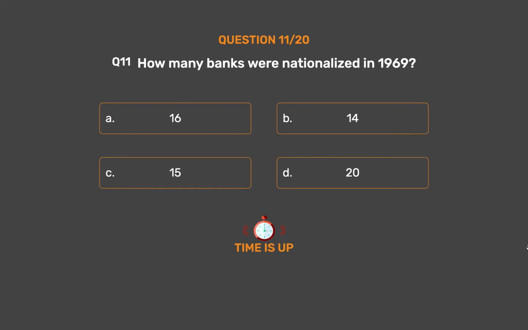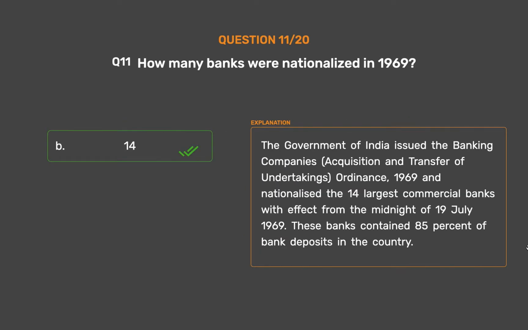The correct answer is Option B, 14. The Government of India issued the Banking Companies, Acquisition and Transfer of Undertakings, Ordinance, 1969 and nationalized the 14 largest commercial banks with effect from the midnight of the 19th of July 1969. These banks contained 85% of bank deposits in the country.